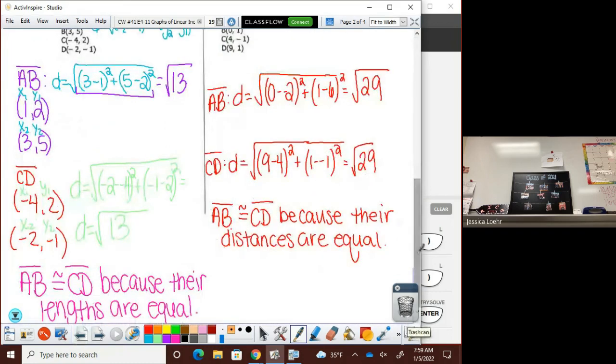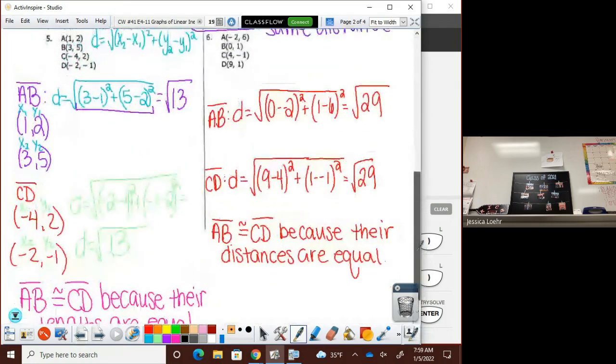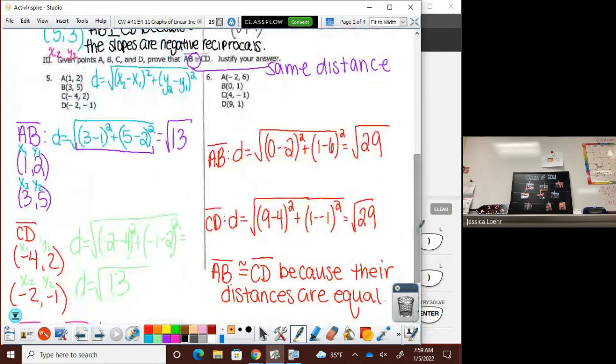Okay, so for that one that I just asked you to do by yourself, number 6, proving the distances are equal. So both of them were radical 29. Remember, you're just plugging in everything underneath the radical to the calculator. You're not plugging in the radical. And you get 29 for under the radical for both of them. Your sentence: AB is congruent to CD because their distances are equal. Questions on that?